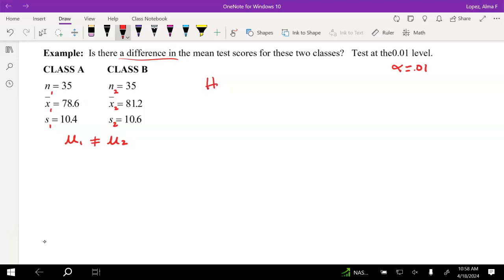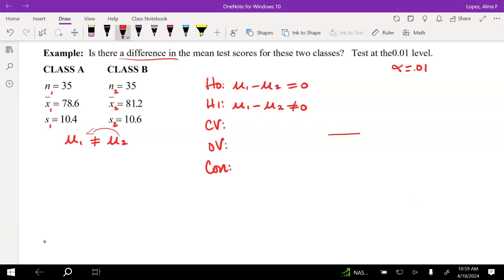That's giving me the alternative, so let's build our hypothesis test. We're going to need a null, an alternative, a critical value, an obtained value, and a conclusion. Now, the claim that was made, when I moved the mu sub 2 back over to the other side, I'm going to end up with the alternative. mu1 minus mu2 is not equal to 0. That means that the null is that mu1 minus mu2 is equal to 0. And it's a two-tailed test.